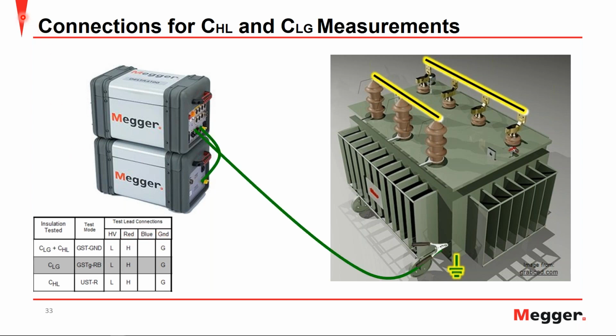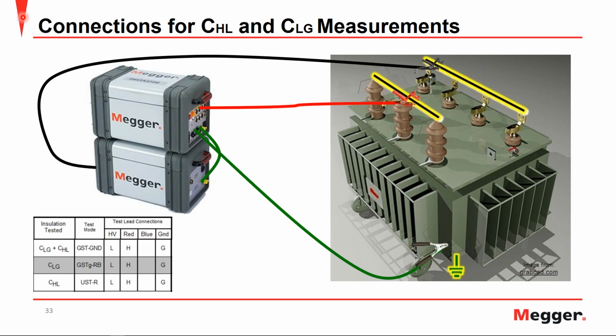So in this situation, we'd still connect our ground to the ground of the transformer. We'd swap our red lead now to the high side of the transformer. And then now we have the high voltage measurement on the low side, and we're ready to perform all of our low side measurements.